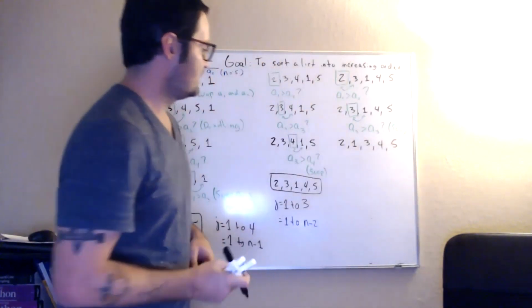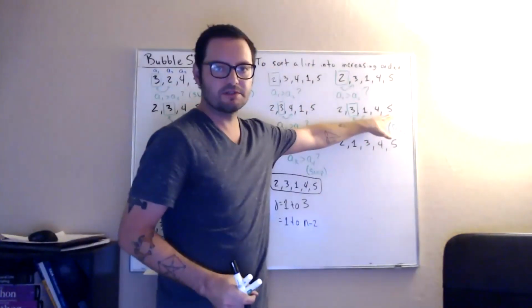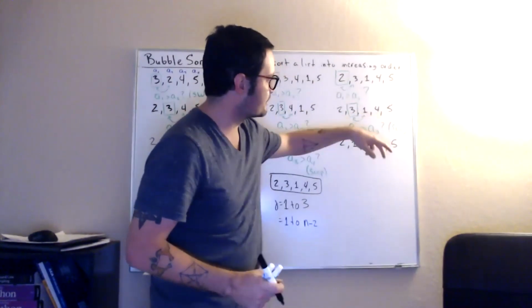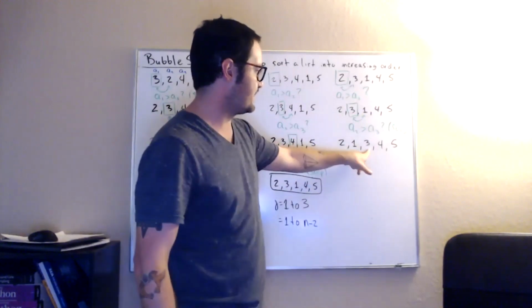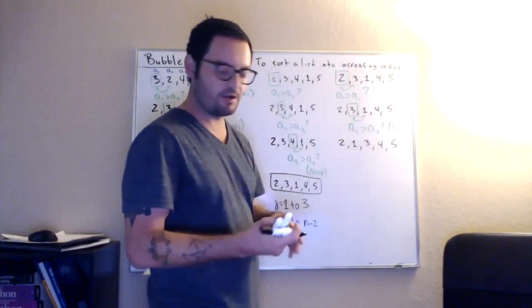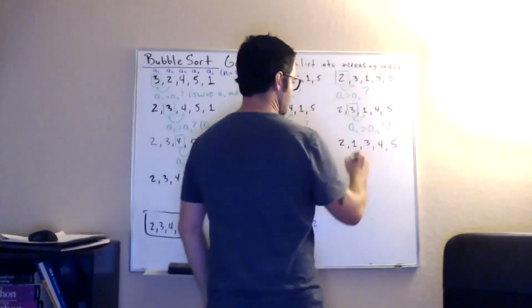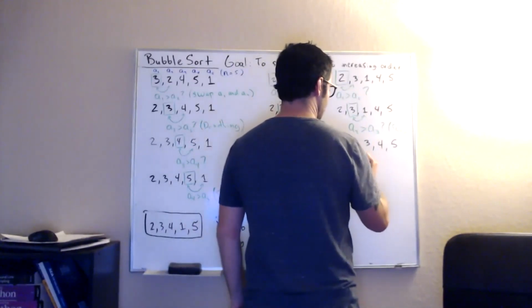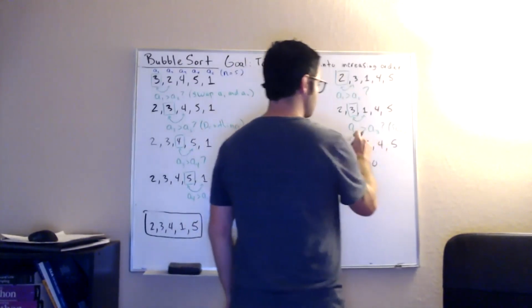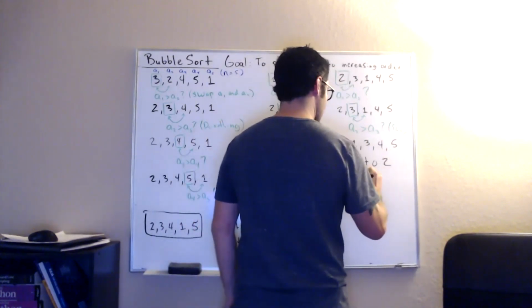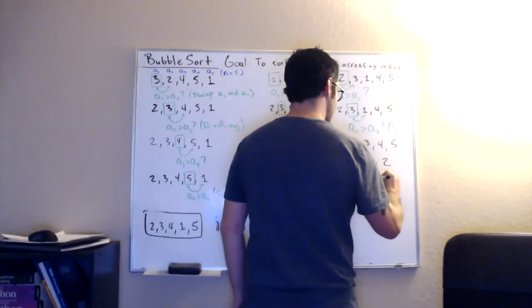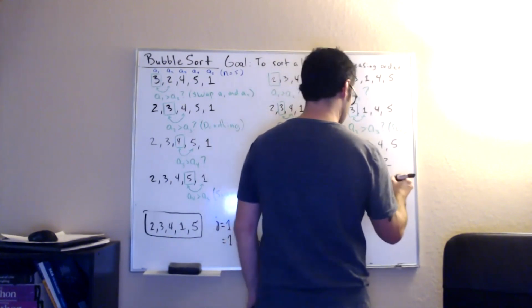But now we know that that number is going to be the largest of the first pass. This is going to be the largest of the second pass, and that's going to be the largest of the third pass. So we can stop. So it looks like J went from 1 to 2, or another way of saying that, J is equal from 1 to n minus 3.